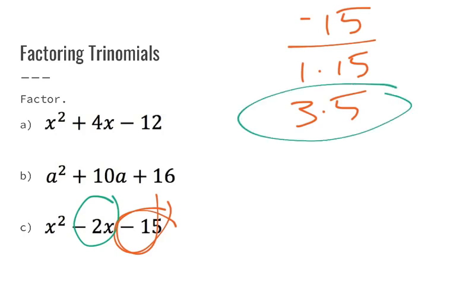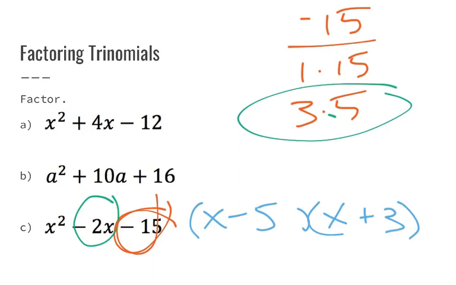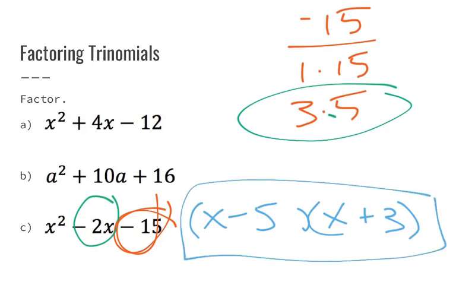And it's kind of obvious that I can use 3 and 5 to get me to negative 2, but the 5 is the one that has to be negative because 3 plus negative 5 is negative 2. So I have to make sure that I make the 5 negative. So when I write out my binomials, I'm going to put x and x. I'm going to make sure the 5 is negative and the 3 is positive. And I'm done. That's my final answer.